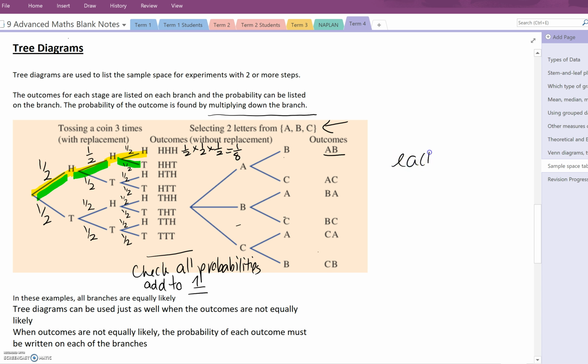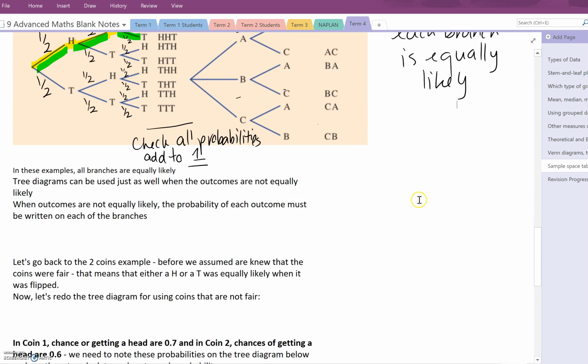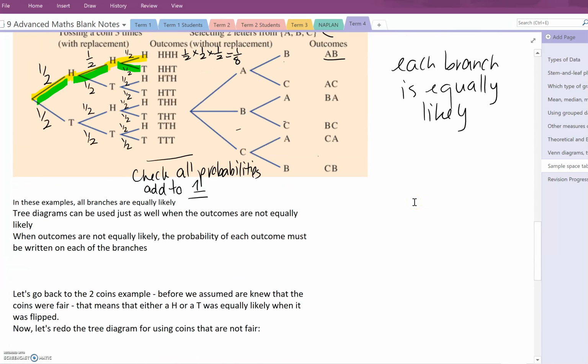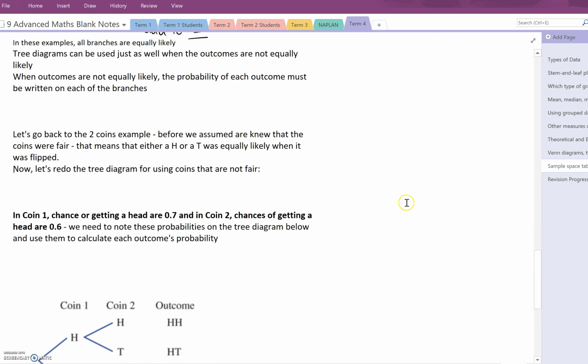And in this case, each branch is equally likely to happen. So if you see a tree diagram with no probabilities listed on them, it's because each branch is equally likely to happen. So hopefully that answers any questions you might have had about that. But tree diagrams can be useful. In fact, they're even more useful when outcomes are not equally likely. We still work them out the same way, but in this case, you must have the probability of the outcome written on the branches if they're not equally likely. So let's have a quick look at another example.